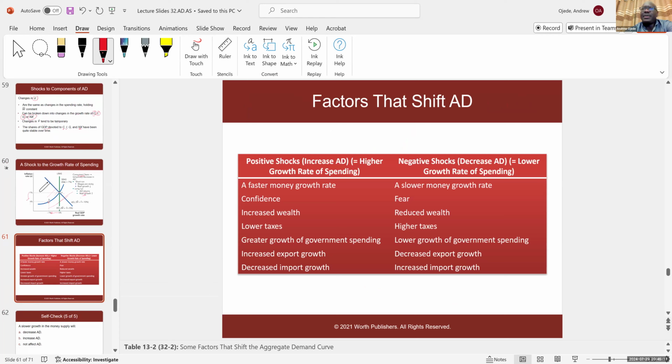So this is a summary of things that shift the aggregate demand curve left or right. A faster growth rate in money supply, confidence in the economy, increased wealth, lower taxes, greater growth of government spending, increased exports, decreased import growth. These will shift the aggregate demand curve to the right. Negative shocks to demand will shift the aggregate demand curve to the left, the opposite of what I talked about here. Consumers having fears in the economy, slower growth rate of money supply by the Fed, reduced wealth because maybe the stock market is crashing or the housing market is falling. Households feel like they're losing wealth. Higher taxes, lower growth of government spending, decreased export growth. Those are the things that will shift it.